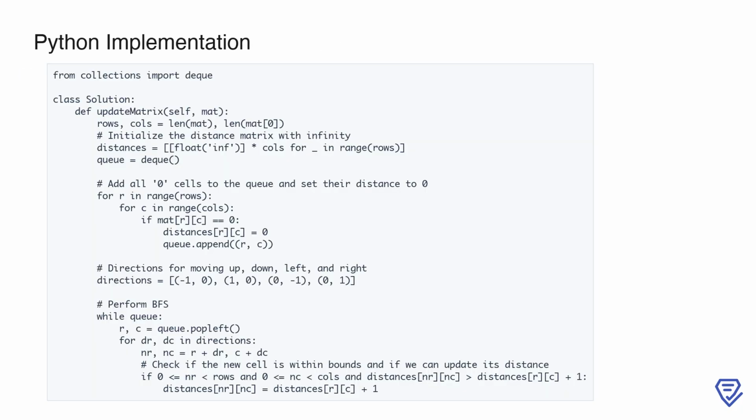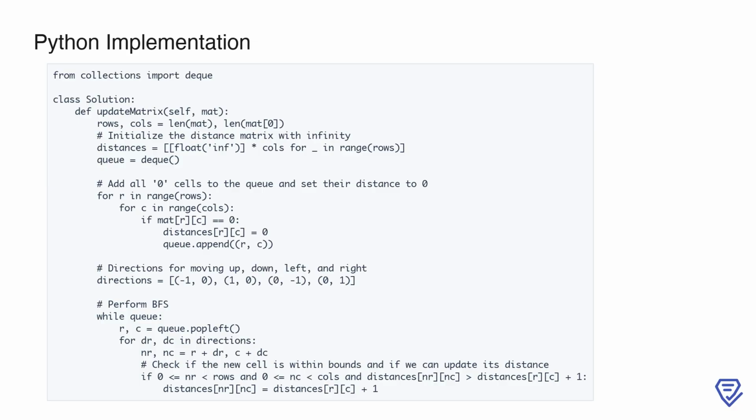To solve the 0-1 matrix problem, we start by importing the deque class from the collections module, which will help us implement a breadth-first search or BFS. Inside the update matrix function, we first determine the number of rows and columns in the input matrix. Then, we create a distances matrix where each cell is initially set to infinity. This is because we assume that the distance to the nearest 0 for every cell is unknown at the start. Next, we initialize a queue to handle our BFS traversal.